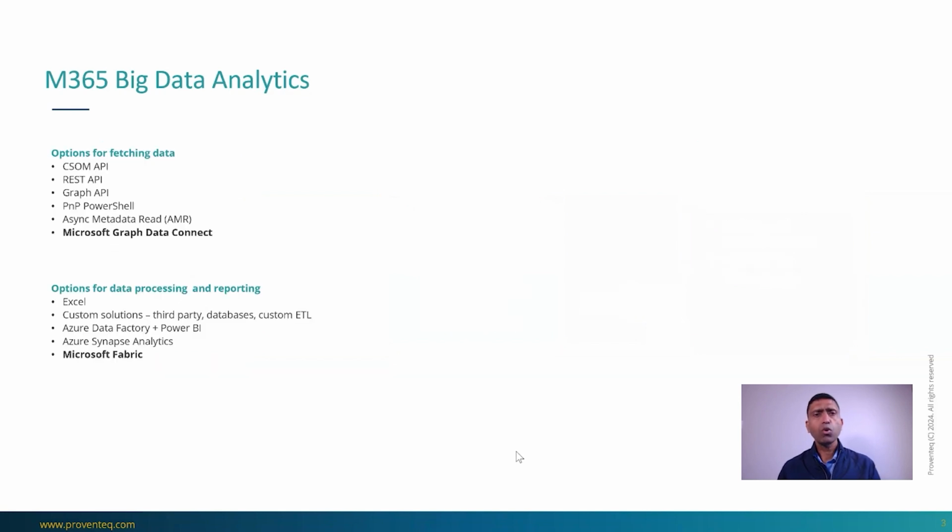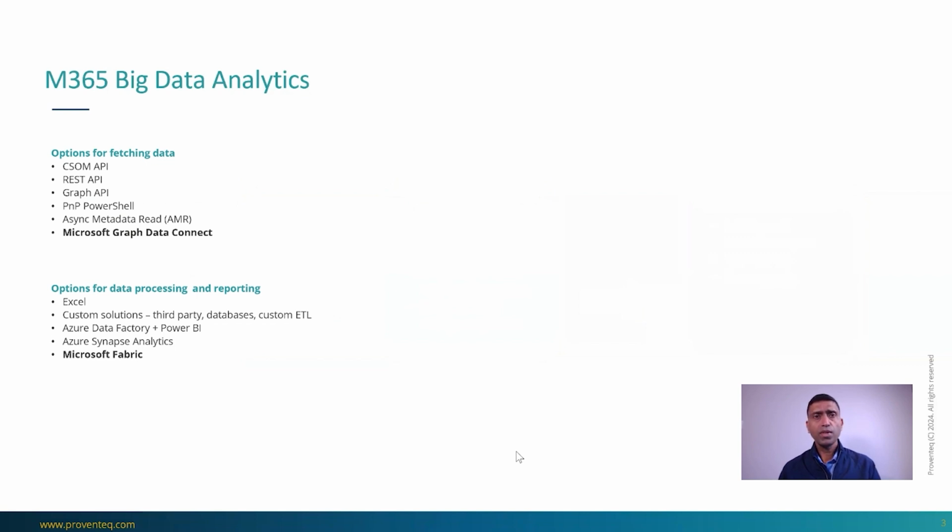So, how do we do this? What options are available? If you look at the current options to bring data from M365, most people have been using the CSOM API for a very long time. In addition to the CSOM APIs, there are REST APIs, and then there are Microsoft Graph APIs that are available to get the data. A lot of the developers would be familiar with the PnP PowerShell, which is a PowerShell wrapper around some of these existing APIs.